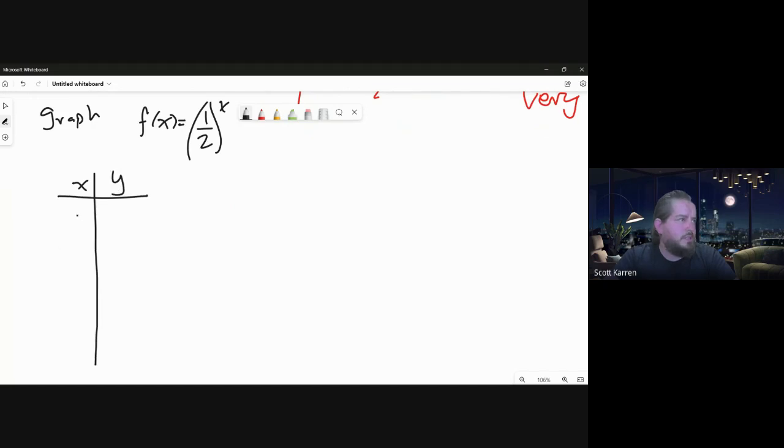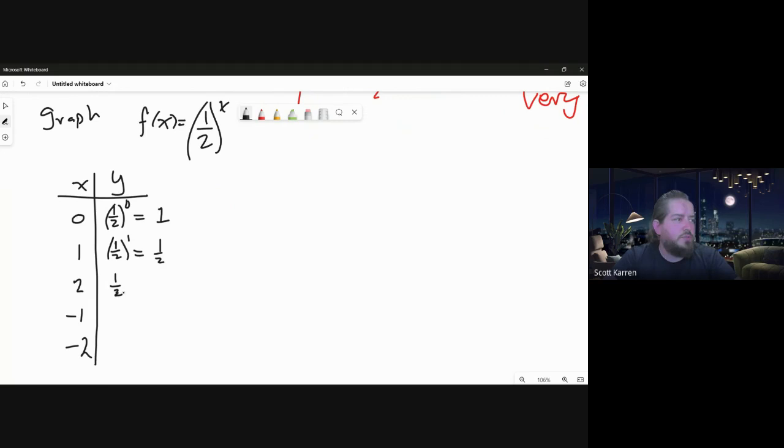So if x is, let's do the same thing. Let's just go 0, 1, 2, and I'll grab -1 and -2 as well. But if x is 0, then y is 1/2 to the 0. But anything to the 0 is just 1. So you're going to see this a lot, that when x is 0, your output is 1 until we start shifting it. But if x is 1, then I get 1/2 raised to the 1 power. But anything to the 1 power is just itself. So that's 1/2.